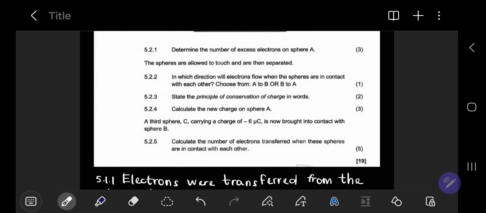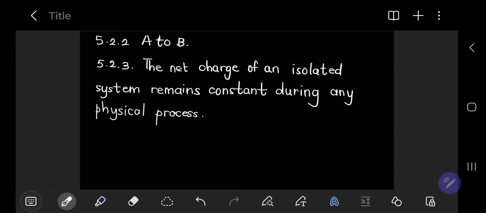(5.2.3) says, state the principle of conservation of charge in words. So I'll write it below, which is the net charge of an isolated system remains constant during any physical process.